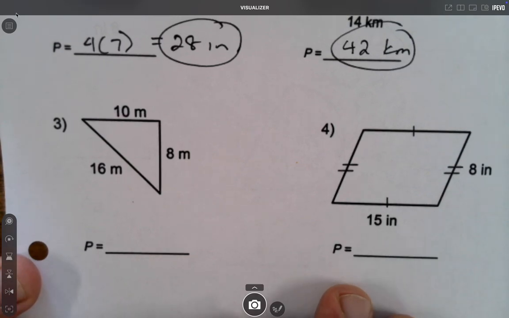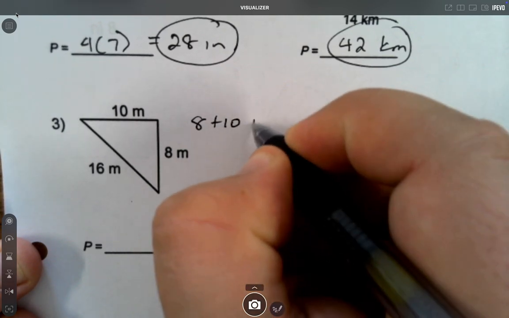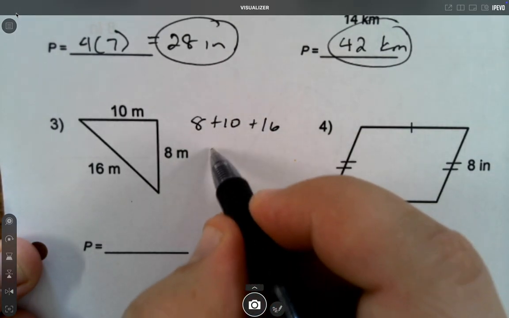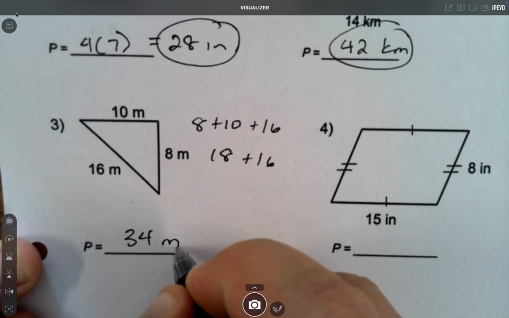Number 3, that's a triangle, so we just need to add together all three sides. We do 8 plus 10 plus 16. 8 plus 10 is 18. 18 plus 16 is 34 meters.